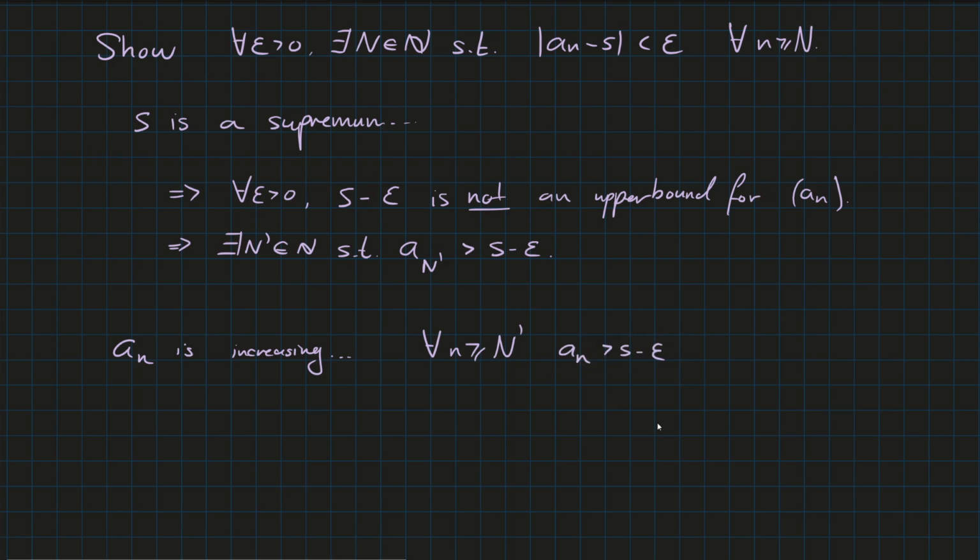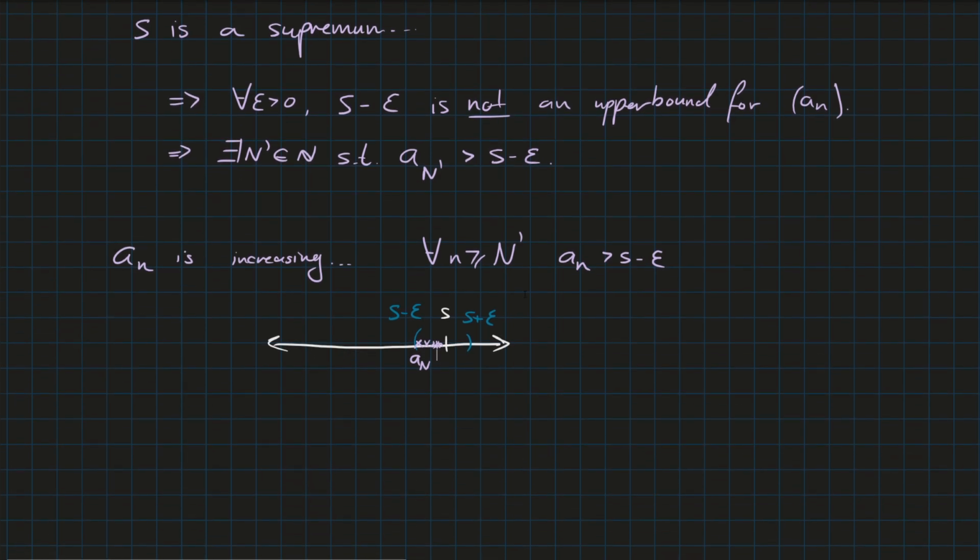So let me just draw it. We have our S, and we're taking some epsilon neighborhood. This is S minus epsilon, this is S plus epsilon. We're saying that there is an element of A, say right there, and actually all of them after that have to be in that little zone right there.